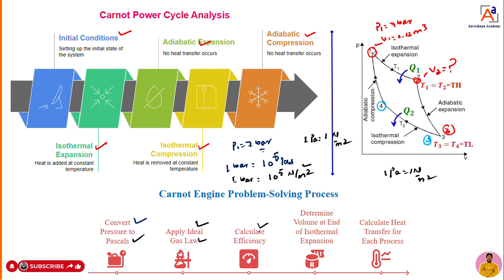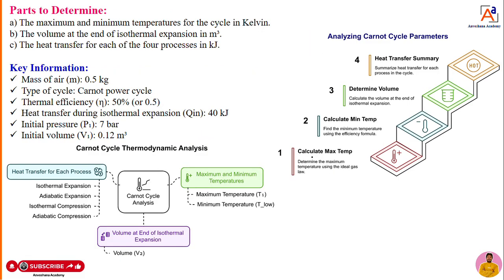Once you have done the calculation of efficiency, you can easily determine the volume at the end of the isothermal expansion, that is V2. Similarly, with the help of all the data, you can calculate the heat transfer at all processes. Okay, this is about the numerical background. Now, how to solve this numerical, that you can see here, dear students.